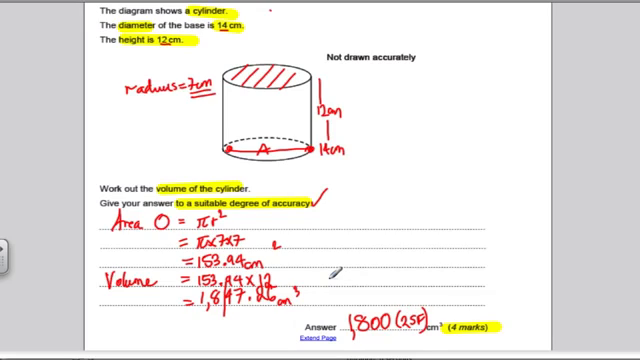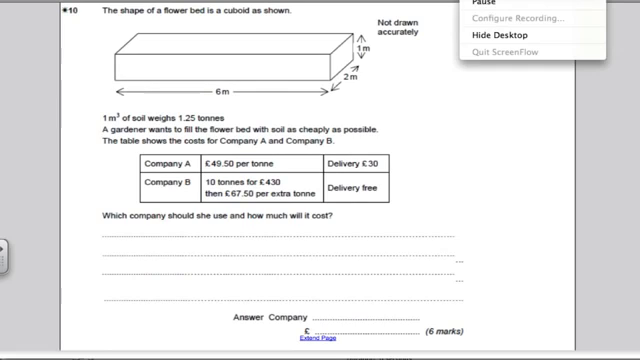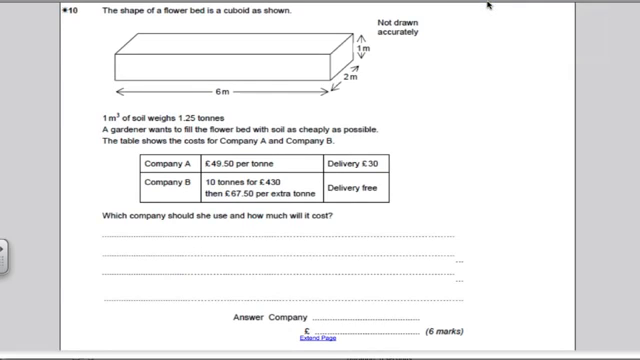Okay, take a look at the next question. As always, pause the video. In 10 seconds, I'll go through the workings for this. Okay, let's take a look at this. The shape of a flower bed is a cuboid, and here are the dimensions of the cuboid.